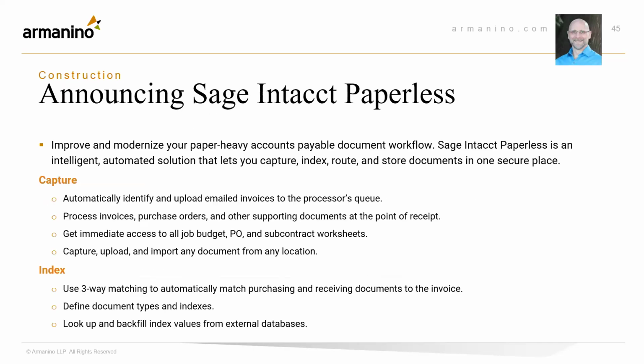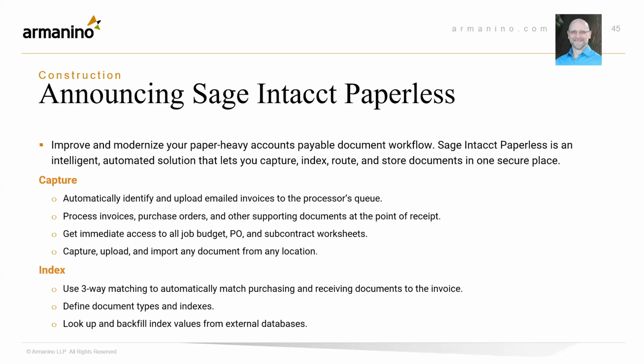And then another big announcement in construction, announcing Sage Intacct Paperless. So you can improve and modernize your paper-heavy accounts payable document workflow. Sage Intacct Paperless is an intelligent, automated solution that lets you capture, index, route, and store documents in one secure place. So you can automatically identify and upload emailed invoices to the processor's queue, process invoices, purchase orders, and other supporting documents at the point of receipt, get immediate access to all job, budget, PO, and subcontract worksheets, and capture, upload, and import any document from any location.